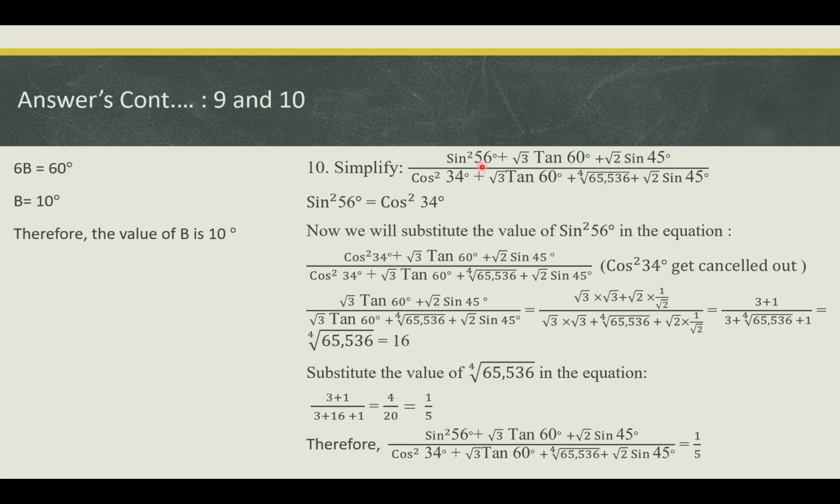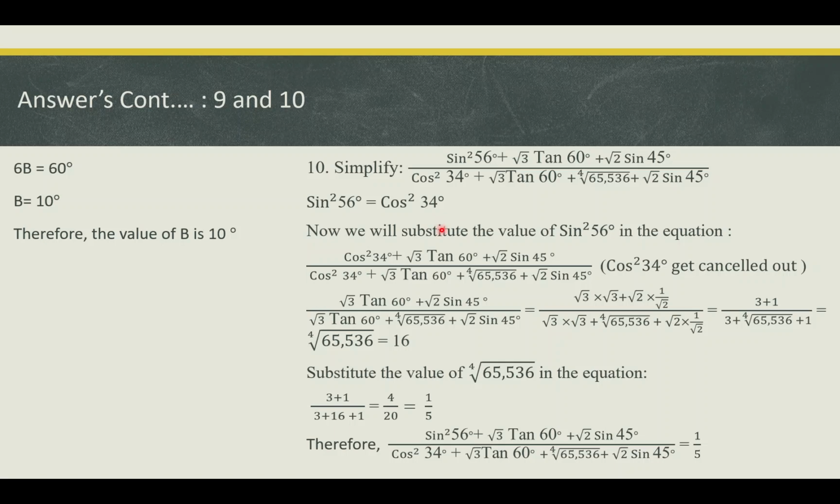Now we will substitute the value of sine squared 56 in the equation. It becomes cos squared 34 plus under root 3 tan 60 plus under root 2 sine 45, by cos squared 34 plus under root 3 tan 60 plus the quad root of 65,536 plus under root 2 sine 45. The cos squared 34s get cancelled out because they are like terms.